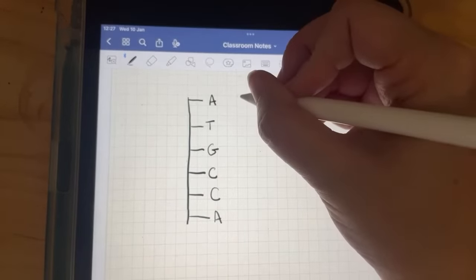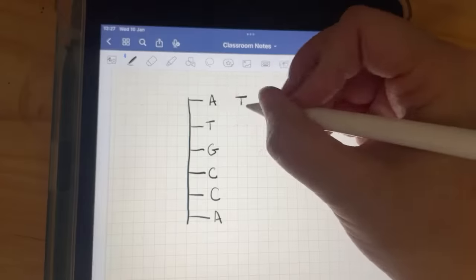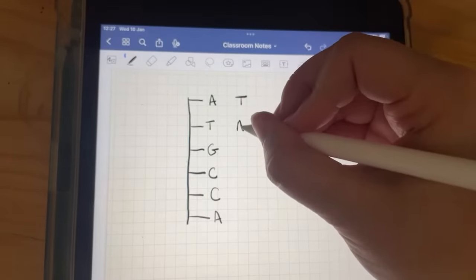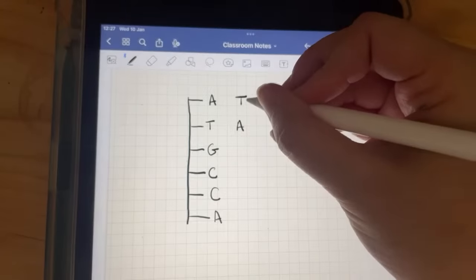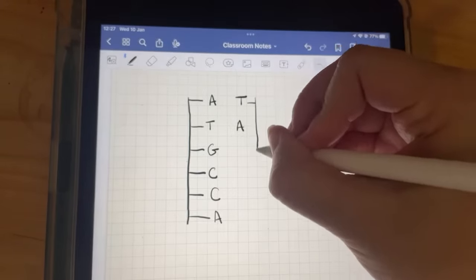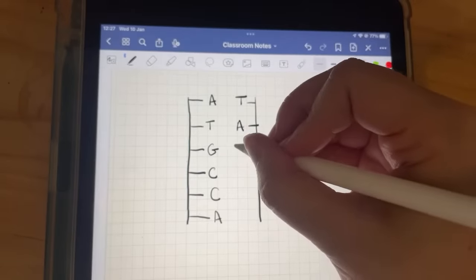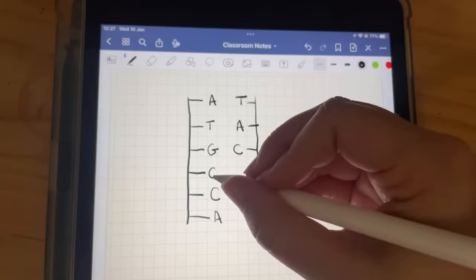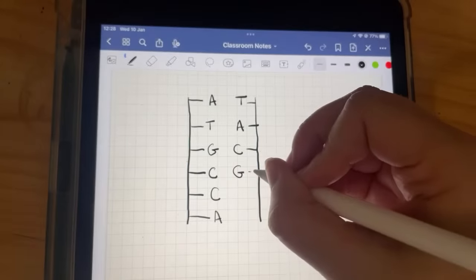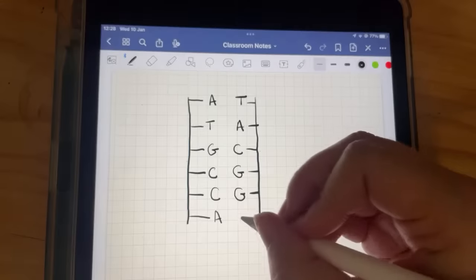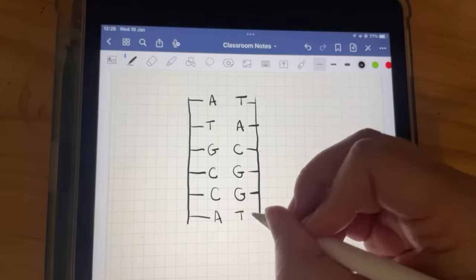So that means that I've got to put T on this side because A joins with T. If this is a T, this must be an A. Let me just actually draw this line down. Here we go. If this is a G, this must be a C. If this is a C, this must be a G. This is a C, must be a G. This is an A, must be a T.